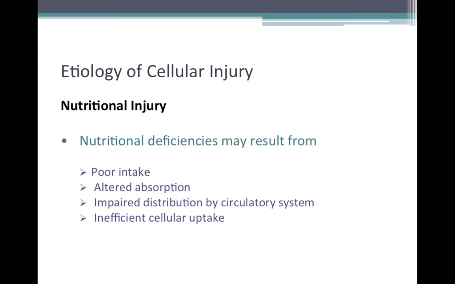Because the cells stop responding to insulin, many of the cells of your body stop being able to transport glucose into the cell, which means that they're not efficiently uptaking that nutrient, and so that can lead to further nutritional injury of that cell in your body.